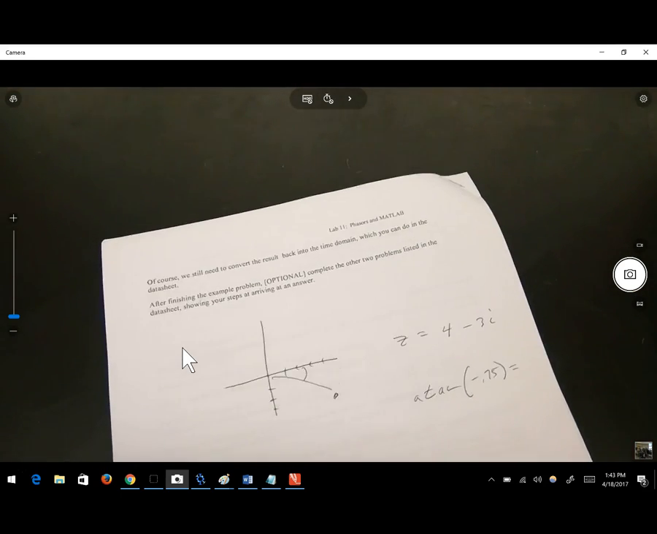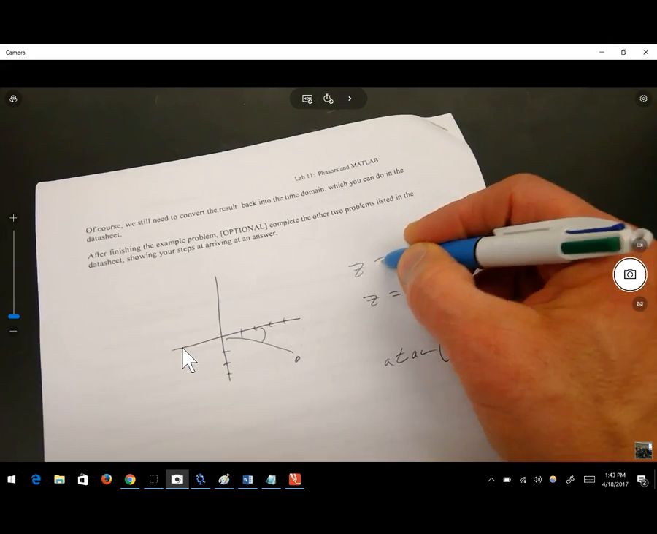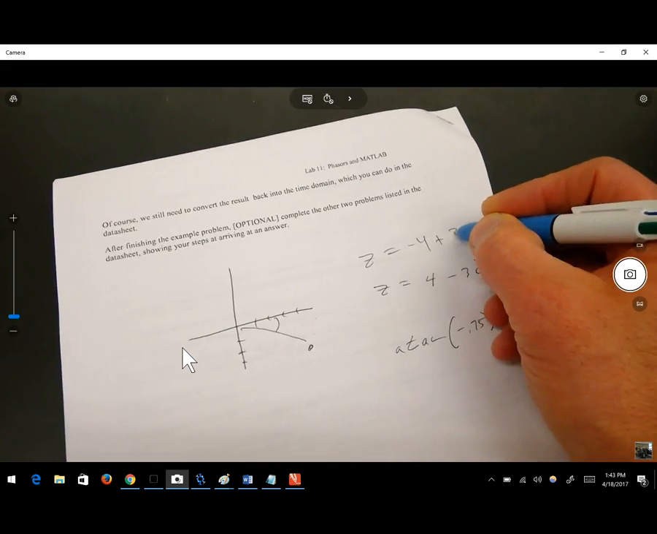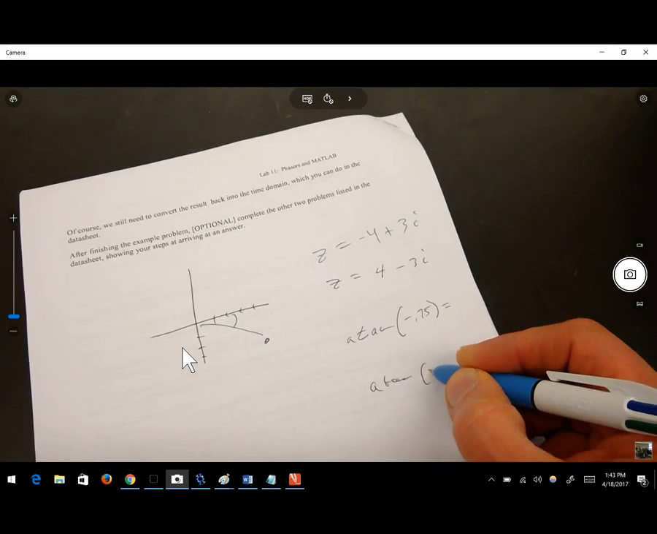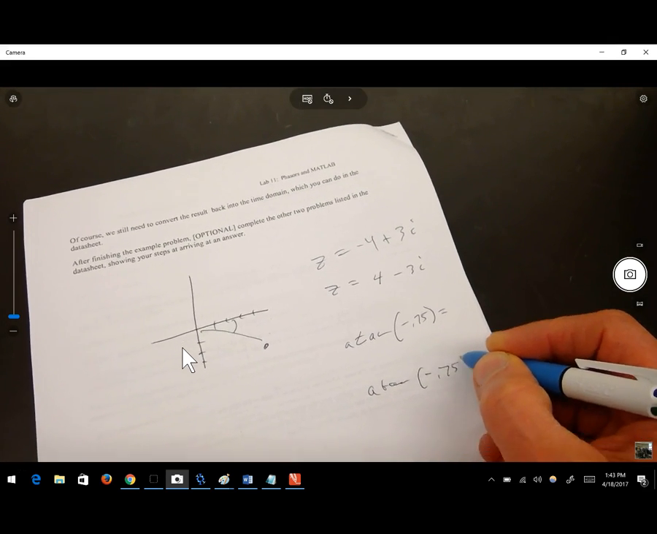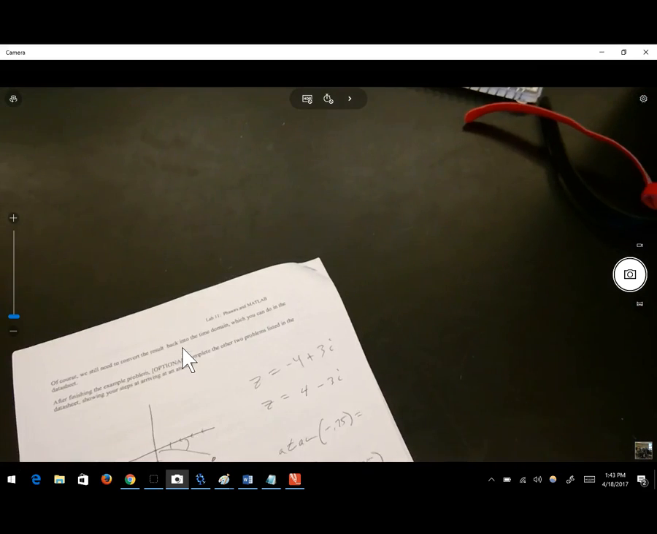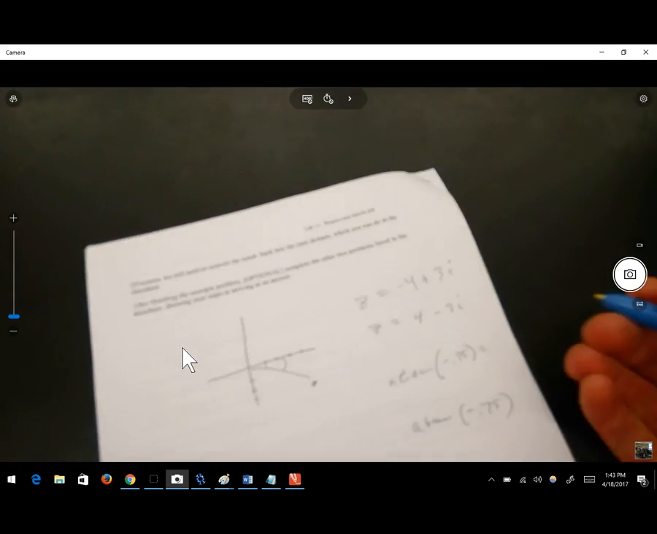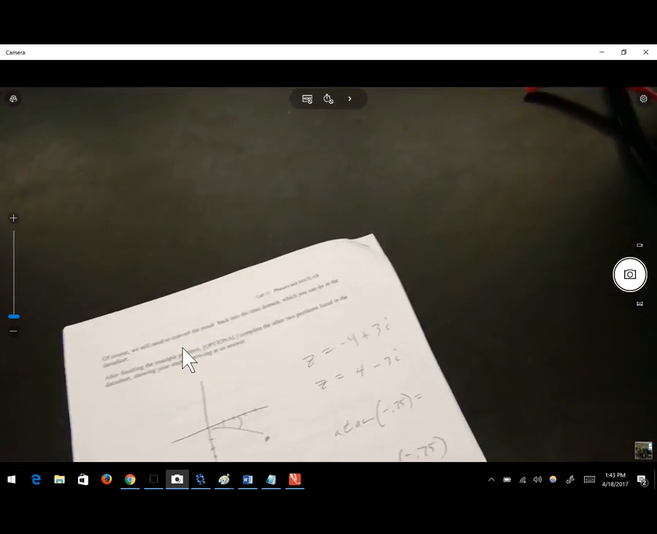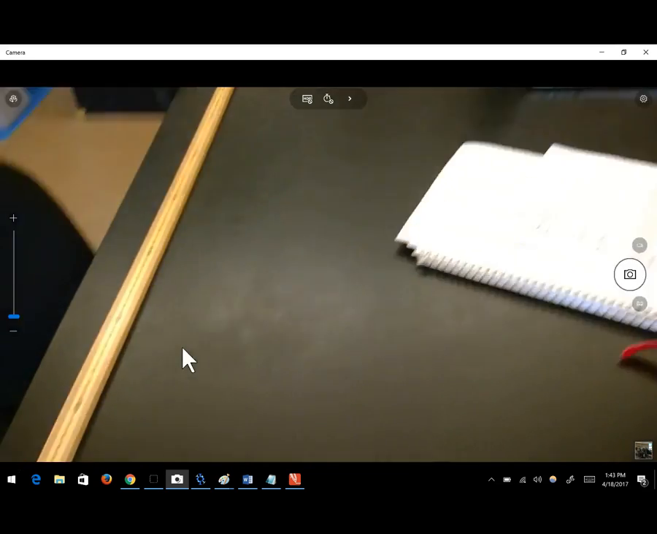But if z was minus 4 plus 3i, your calculator's ATAN function would still think it's minus 0.75, because 3 over negative 4 is the same as minus 3 over 4. That one you have to add 180 to. You have to apply your own understanding of where it's supposed to be.